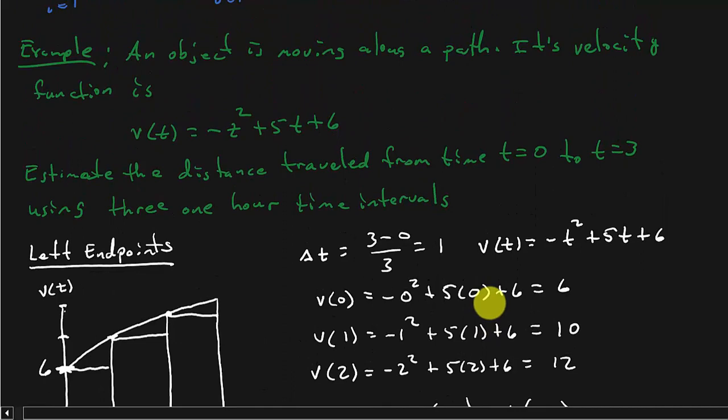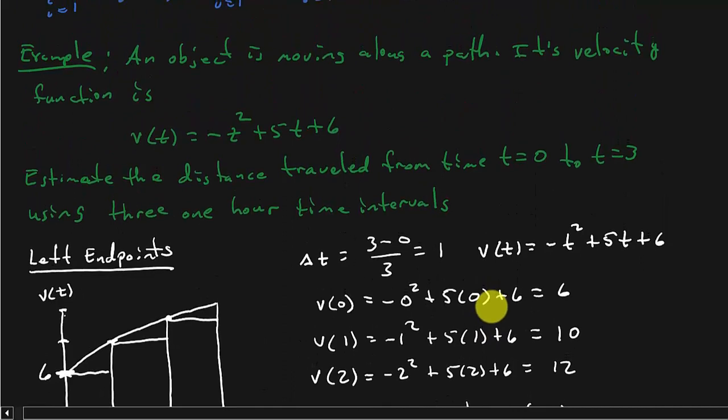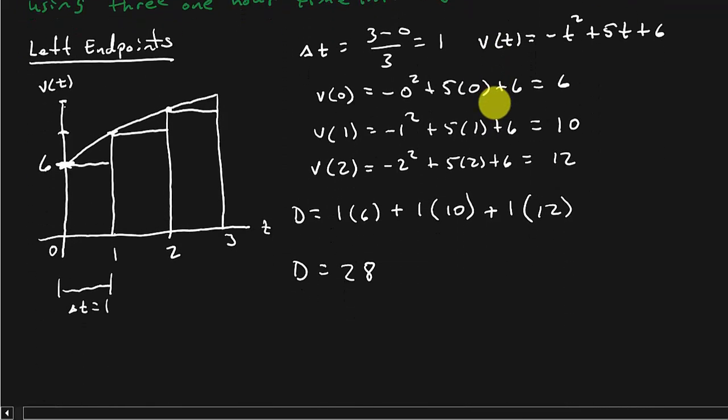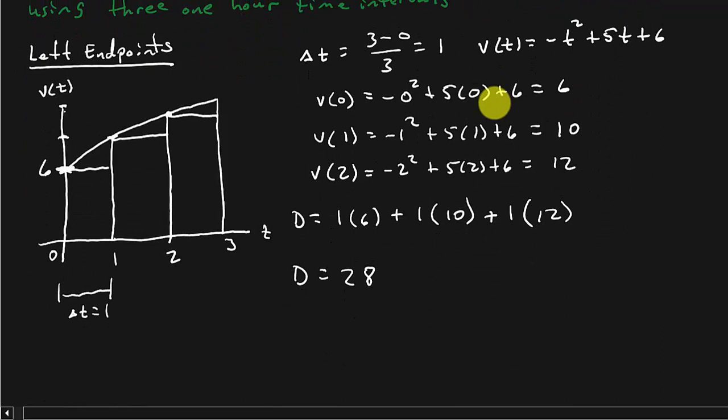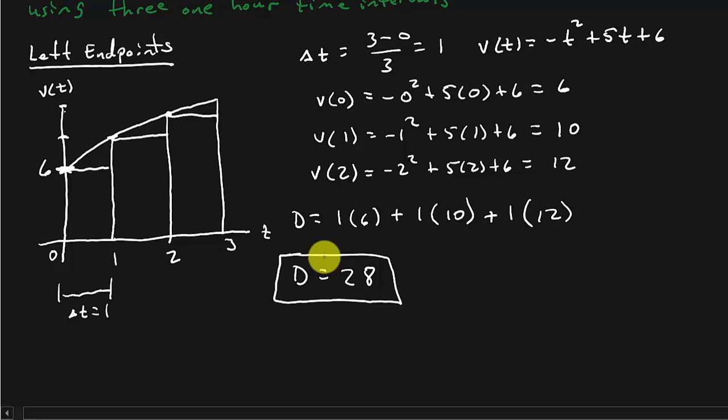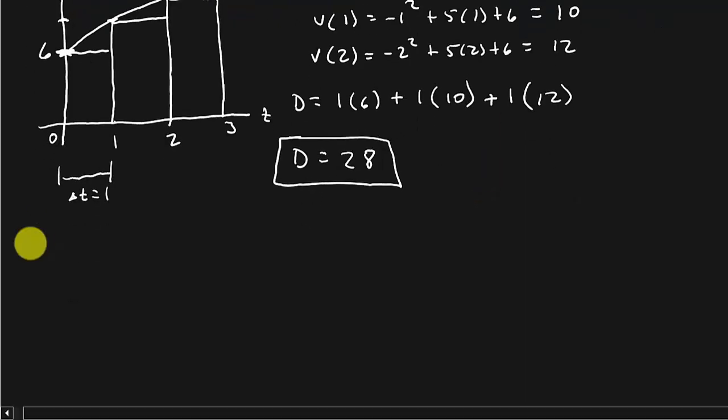And did they give us any units? Okay, so they don't give us any units, so whatever it is, feet, miles, whatever. Okay, this is the distance, and that is using left endpoints. Remember, we got 28 as an answer. Now, let's use right endpoints.